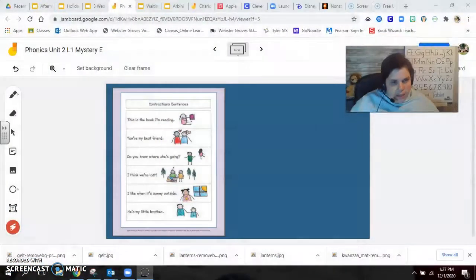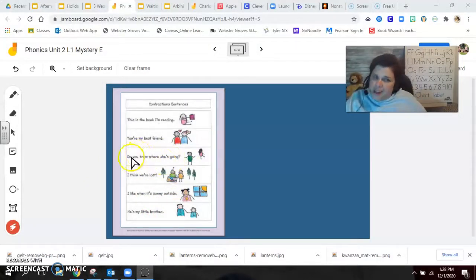So now what you're going to do next, at whatever point either your teacher tells you, or if you're in my class during your asynchronous time this afternoon, you're going to go through these other sentences. There's four more here. And I want you to practice writing the two words that make up each contraction. I'm going to go ahead and read them to you one time quickly, just so that you have them. Do you know where she's going? I think we're lost. I like when it's sunny outside.